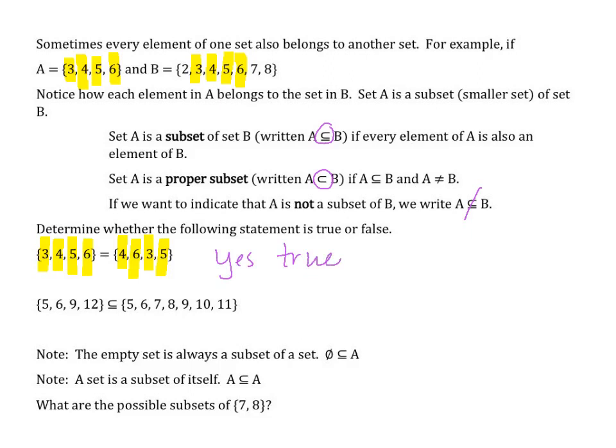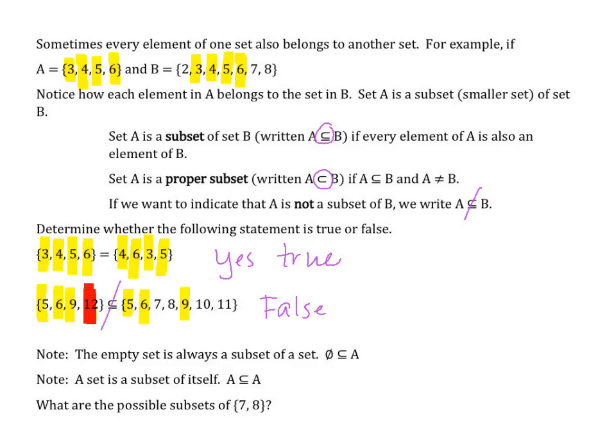Is {5, 6, 9, 12} a subset of {5, 6, 8, 9, 10, 11}? So remember, for a subset, they have to contain all of the same elements. So we have 5 and 5, just a smaller set of those elements. Oh, there's no 12 here. So 12 is the odd man out. So this is false. It's not a subset. So we would say that is not a subset.